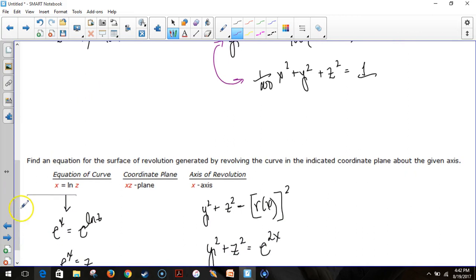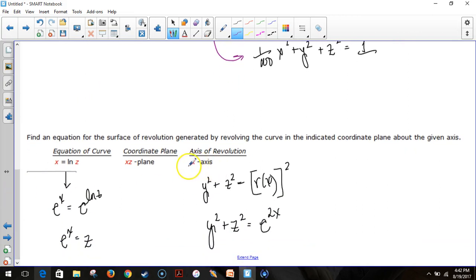I have x is ln of z, so we're in the xz plane. We want to go around the x-axis, so I need R of x. So this needs to say z equals, and then something with the x. So I'm going to need to rewrite this. If I raise them both up from the e, I'll have e to the x. E and ln undo each other, so that's equal to z. That is my R of x, and e to the x times e to the x is e to the 2x. And that's how you recognize some cylindrical and quadric surfaces and surfaces of revolution.